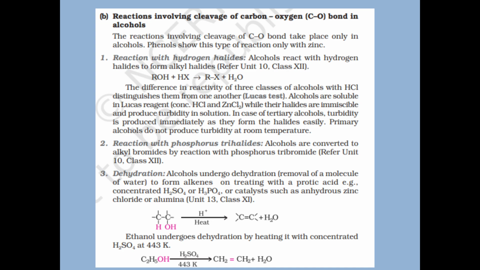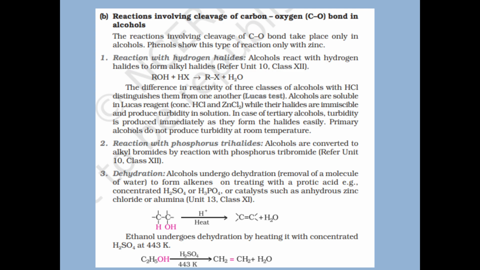So alcohols can be detected with the Lucas test. The Lucas reagent is concentrated HCl and ZnCl2. When the Lucas reagent is added to the tertiary alcohol, the turbidity appears immediately. For secondary alcohol it takes 3 to 5 minutes, and for primary alcohol it takes several hours. By this we can determine which one is primary alcohol, which one is secondary alcohol, which one is tertiary alcohol.